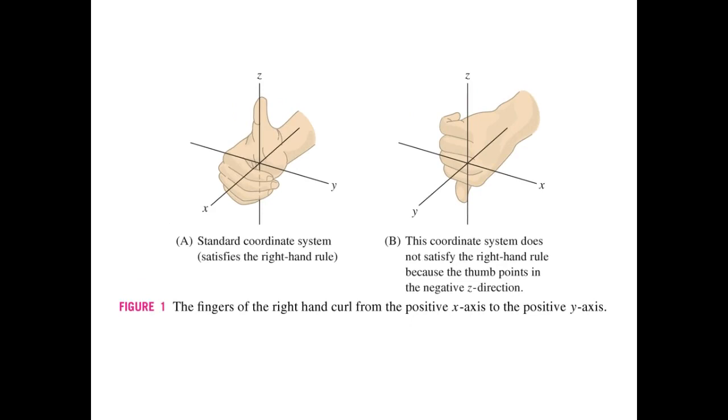If your x is coming, as you see here, out of the page to the left, take the fingers of your right hand, point in the direction of x, bend them to the direction of y, positive y coming out of the right-hand side of the board, and then your thumb is pointing in the positive z direction. If you had it reversed and x was coming out on the left and y on the right, then when you bend your fingers from x to y, your thumb is pointing downward, so your positive z-axis would be down.